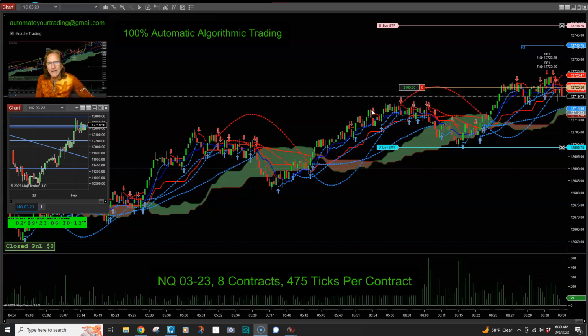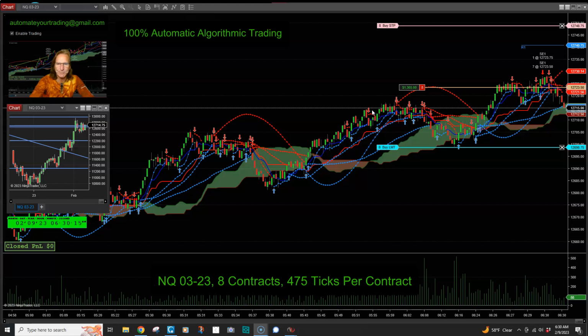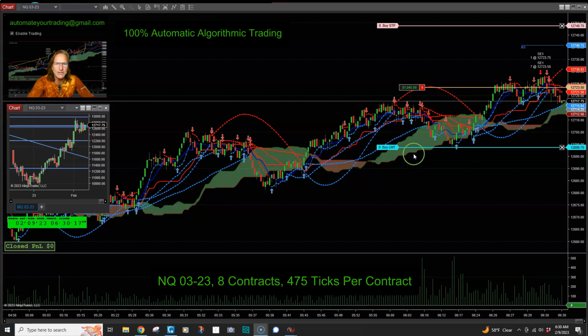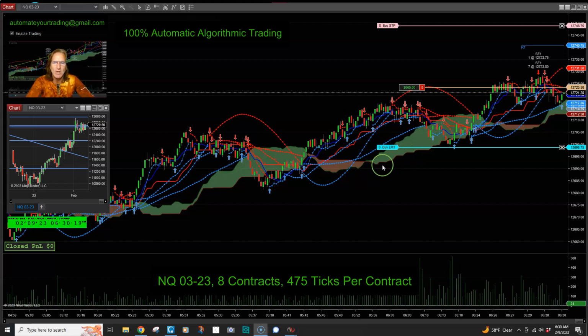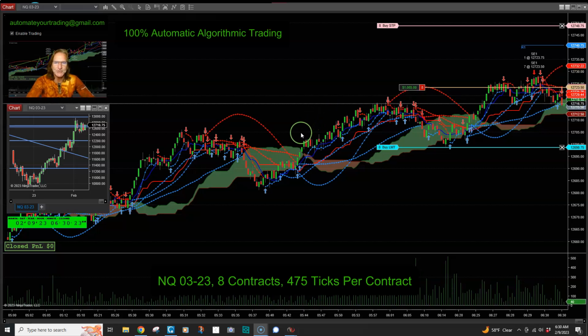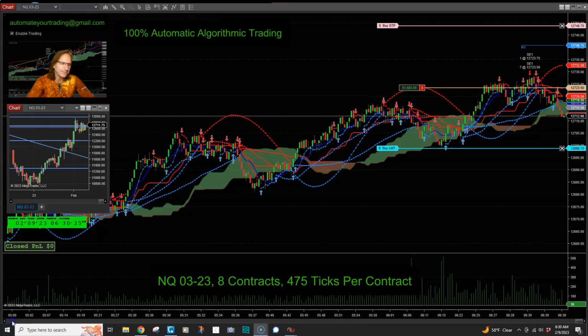Okay, so we're 8 contracts. Our first position is short. Our target's below and our stop's above. Right now, we're just hovering around our entry. We'll check back on this trade in a couple of minutes.